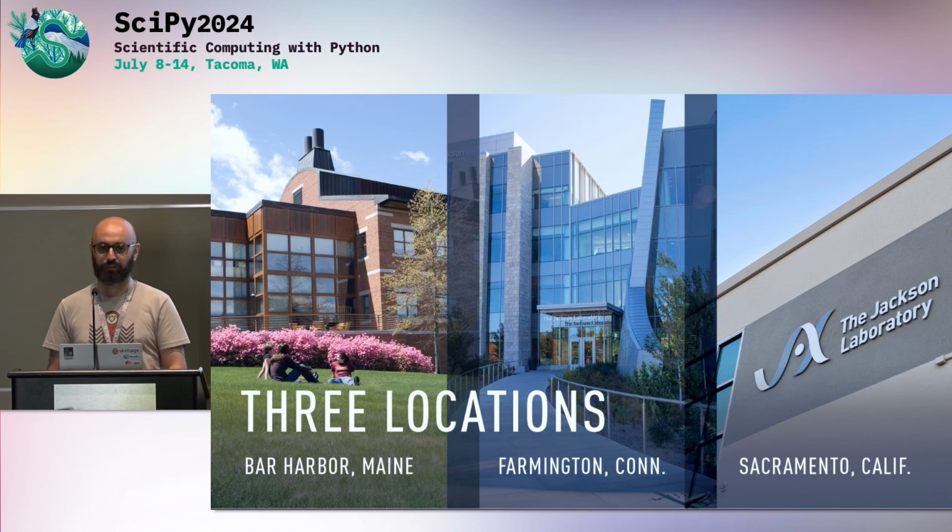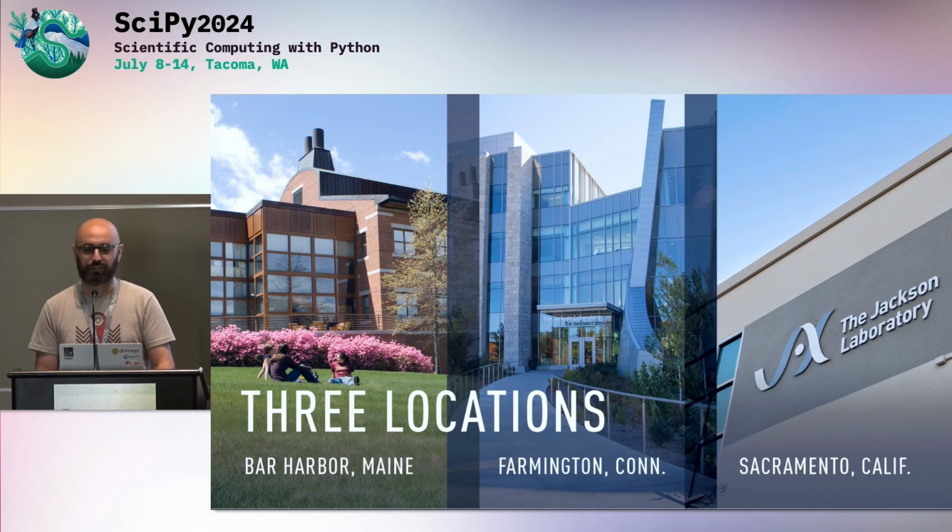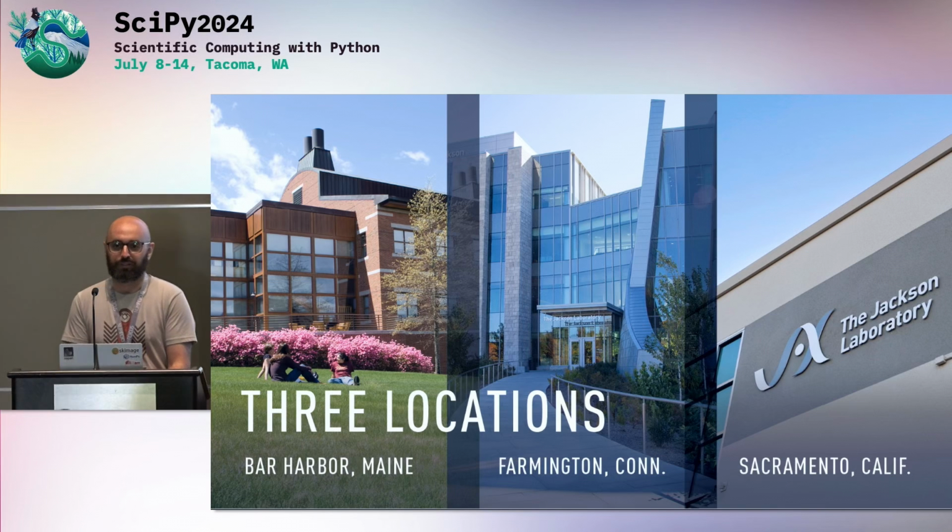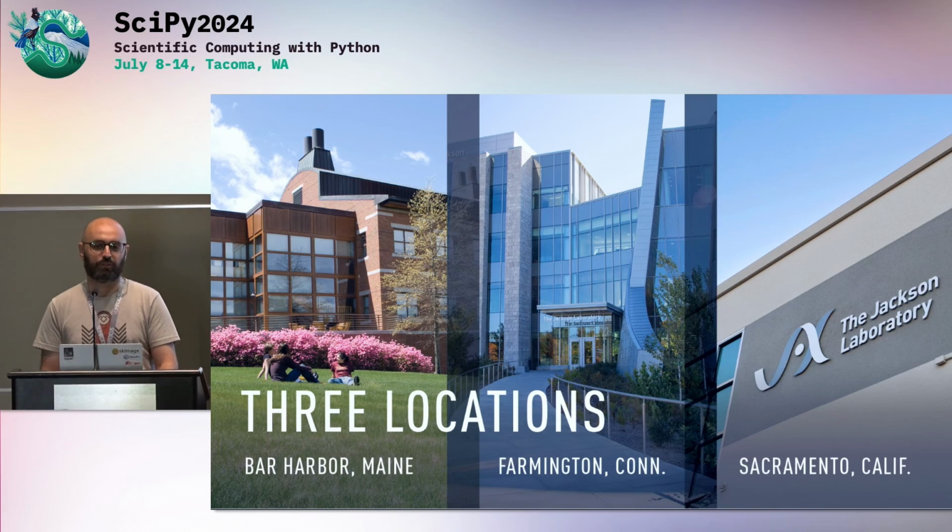As I said, we have 2 campuses with research, and these are the 2 first ones there. So it's Bar Harbor in Maine and Farmington in Connecticut, which is where I work. We have other facilities, so there's Sacramento. We have facilities abroad, like in China and Japan. These other facilities are mostly mouse production, so essentially I do not interact with them at all. So that's me. That's JAX.